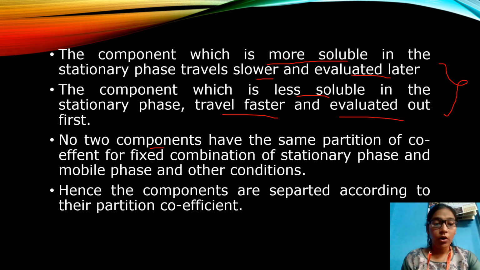No two components have the same partition coefficient for a fixed combination of stationary phase, mobile phase and other conditions. Hence, the components are separated according to their partition coefficients. In the case of GLC, the components are separated by their partition coefficients.